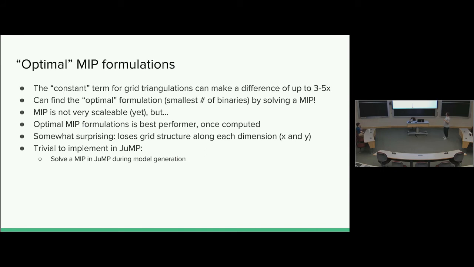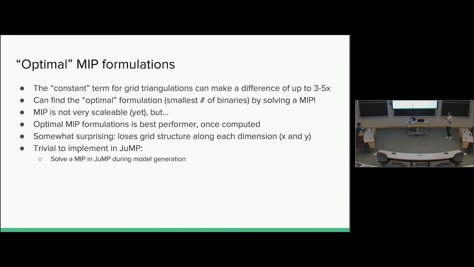The first one is this notion of an optimal MIP formulation for these types of constraints. I mentioned before that this constant term that appeared did make a difference computationally. You went from 9 to 1 depending on the structure of the triangulation. It turns out you can think of this as an objective function for an optimization problem to find the smallest formulation for this type of constraint, in a particular class of formulations. So you can define a notion of optimality, and you can actually solve that by using a MIP. This MIP is, at least not yet, very scalable, but we can solve it for some problems, and it's interesting.